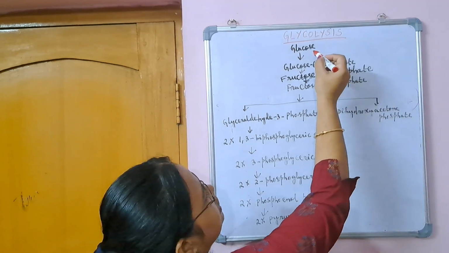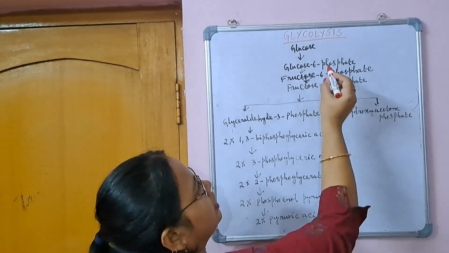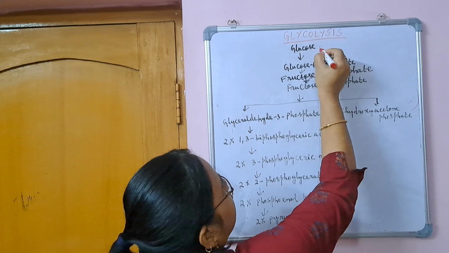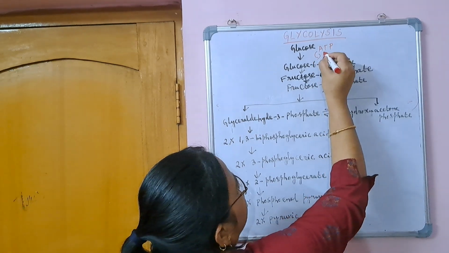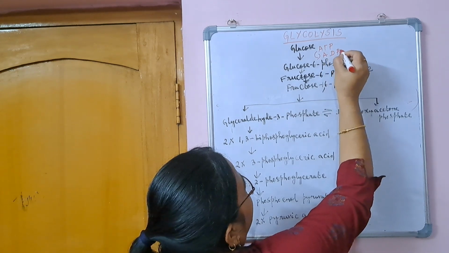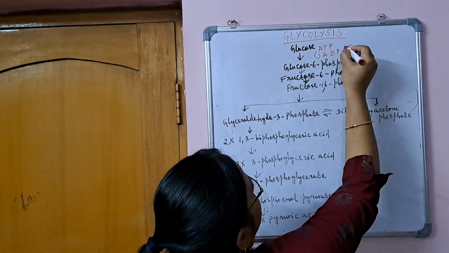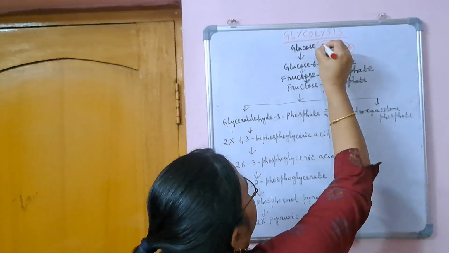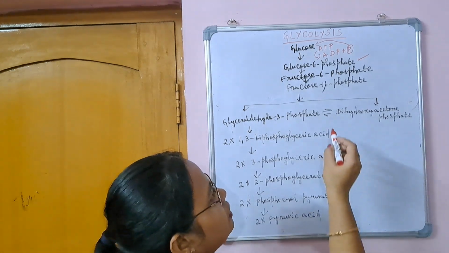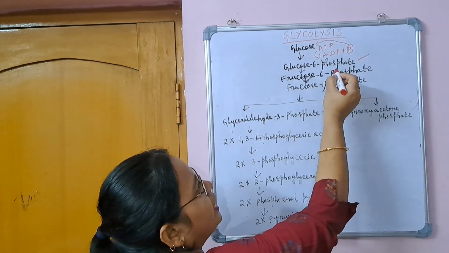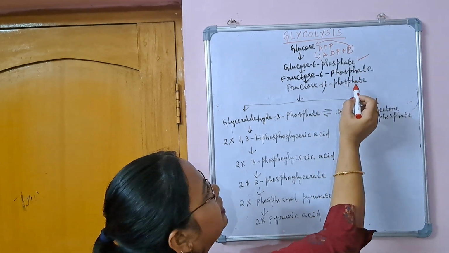So here glucose is taken. This is getting converted into glucose 6-phosphate. How is this converted? Here 1 ATP is breaking down to produce ADP and inorganic phosphate. This inorganic phosphate is added here and it is forming this glucose 6-phosphate. Now this glucose 6-phosphate is getting converted into fructose 6-phosphate in the next step.